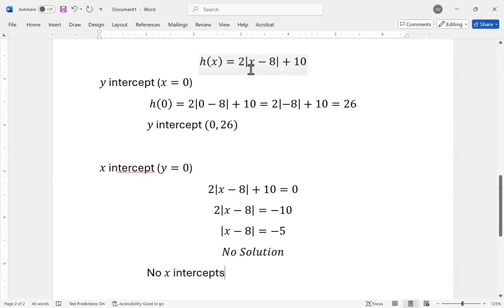By the way, if you look at this, the vertex is going to be at point 8, 10. So if you're actually going to graph this by hand, it's at 8, 10. And you can see that there's a vertical stretch of 2 going on as well. So you'd shift it right 8 units, vertically stretch it by 2, and then shift it up 10 to get the h of x from your base absolute value function. Let's go ahead and graph that.